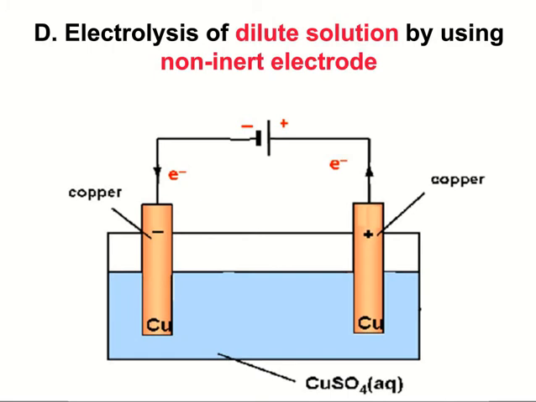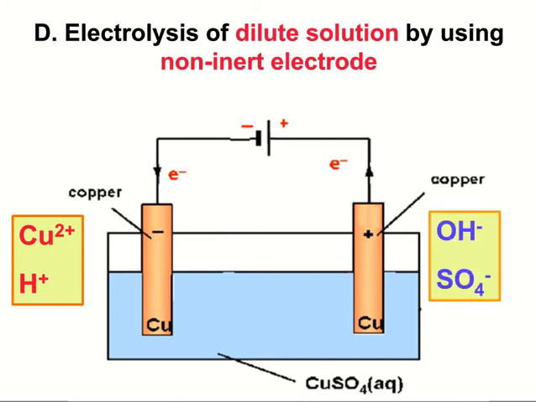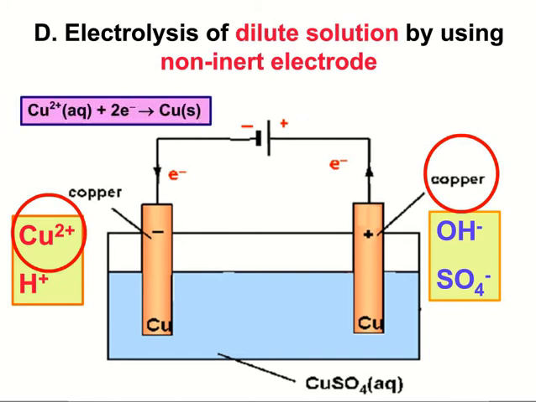electrolysis of dilute solution by using a non-inert electrode, that is we have copper electrodes used in the copper sulfate solution. Copper ions and H+ ions came to the cathode location. At anode OH- and sulfate came. So in this, copper gets deposited at cathode. That is copper deposition.